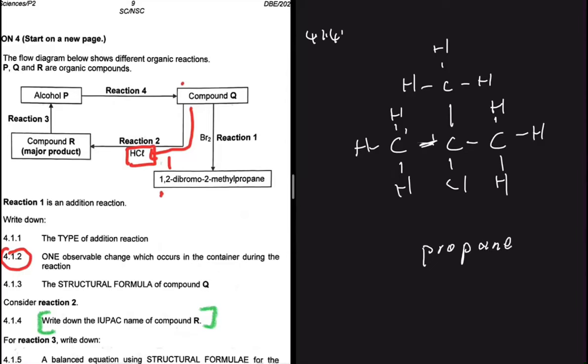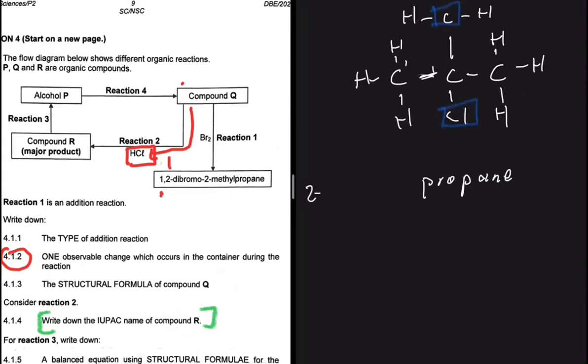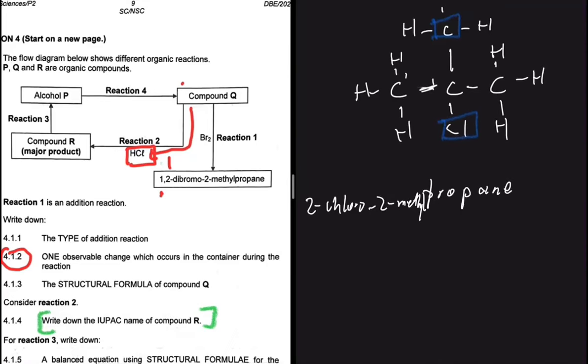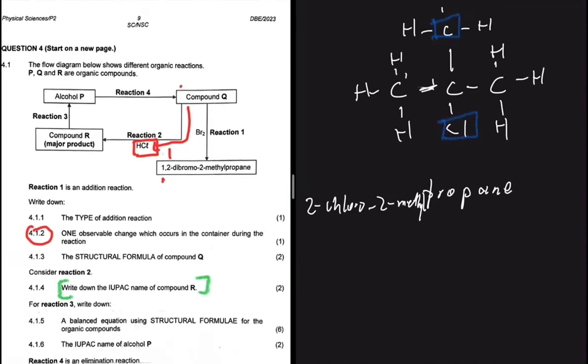And then on the second carbon, we have chloro, and we also have methyl, right? So we're going to have 2-chloro-2-methylpropane. It started to look messy there, but you can see what is going on. And that is the answer to 4.1.4, the IUPAC name of compound R.